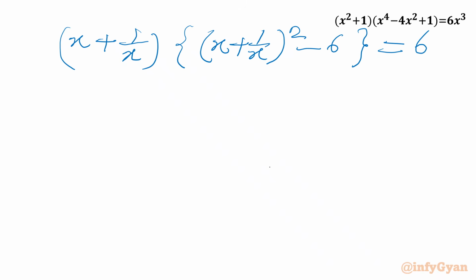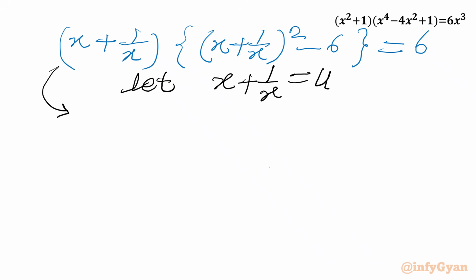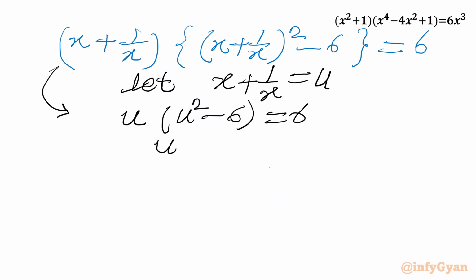Now our substitution is obvious. Let us assume x plus 1 over x is u. So we will write our equation u times u square minus 6 equal to 6. By writing all the terms to one side, we will get u cube minus 6u minus 6 equal to 0.